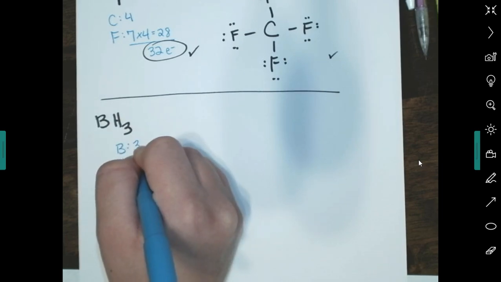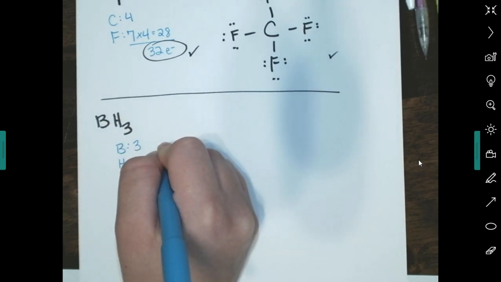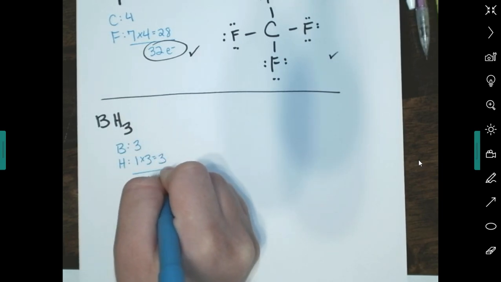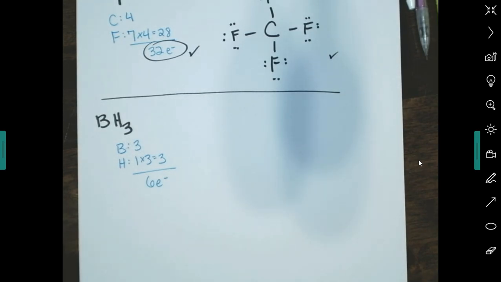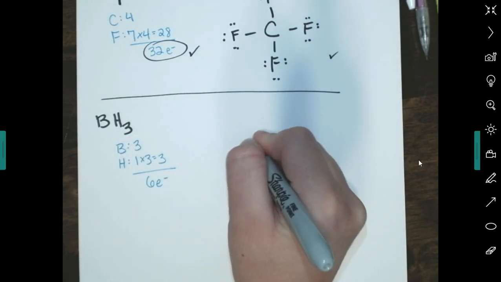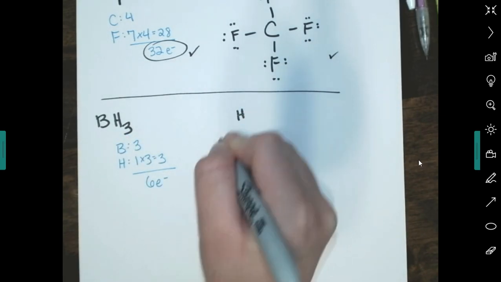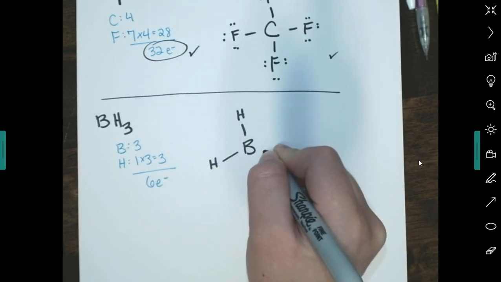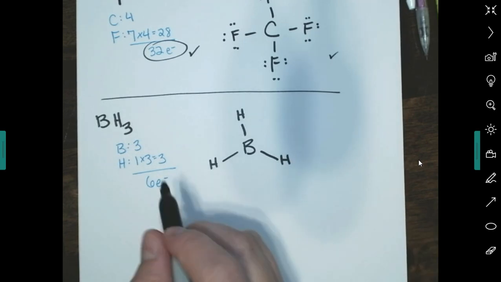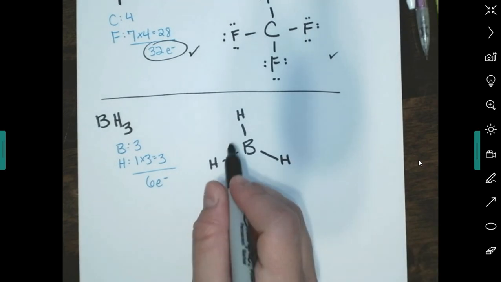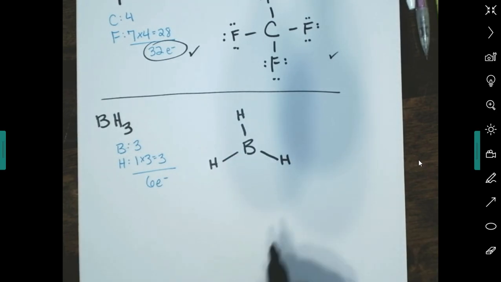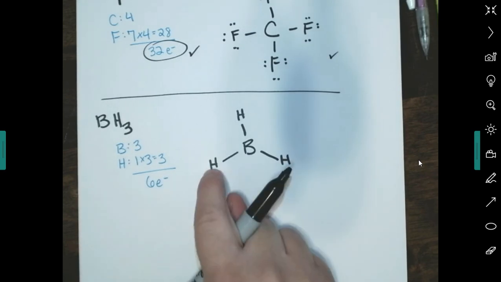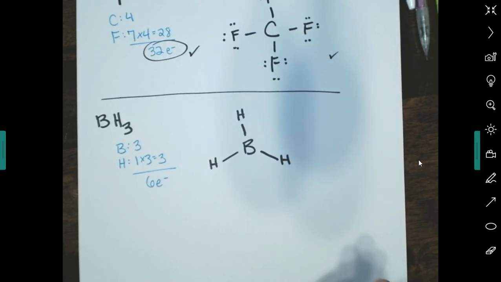But I have 3 hydrogens, so let's multiply it by 3. That gives me a total of 6 electrons I need in my picture. Okay, so I'm going to put boron in the middle with 3 hydrogens around it. I'm going to connect them with bonds. Okay, so I've already used all 6 of my electrons. And that is okay because both of these atoms are exceptions to the octet rule.